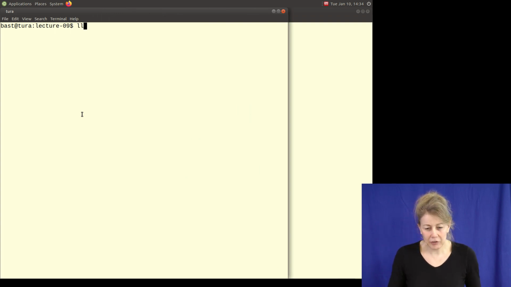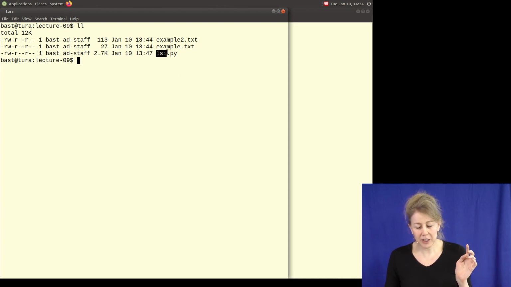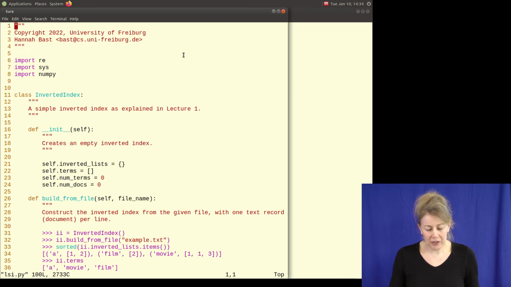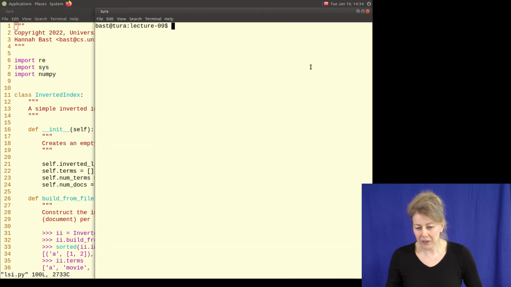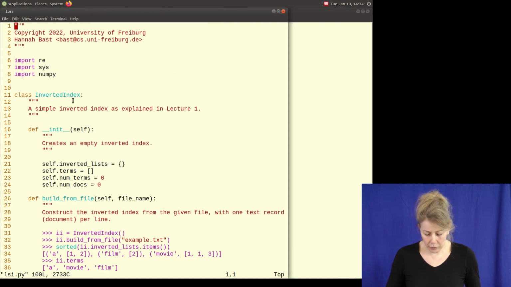What I've already done for you, I've just copied the code from the last lecture, one-to-one. The only thing I did, this was called inverted_index.py, I called it lsi.py. Apart from that, it's exactly the code from our last lecture. And let me just run it. Let's also recall our example 2.